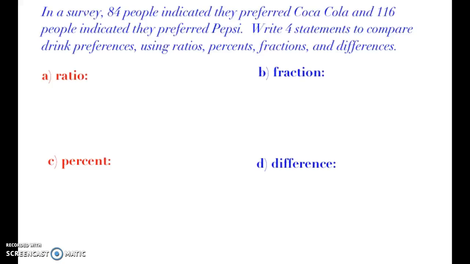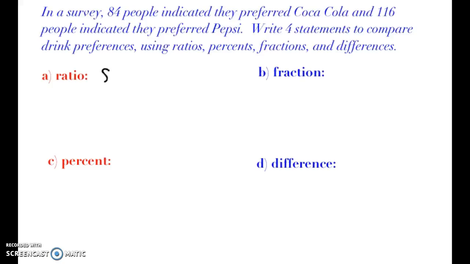All right, we are going to look at just a general type question that could very typically come up on your quizzes. So in a survey, 84 people indicated that they preferred Coca-Cola and 116 people indicated that they preferred Pepsi. You're going to write 4 statements to compare drink preferences, and we're going to use each type of these ideas, ratio, fraction, percent, difference, once. So when you're asked to write a statement, it's really important that you write a complete sentence and be very clear and detailed with it.